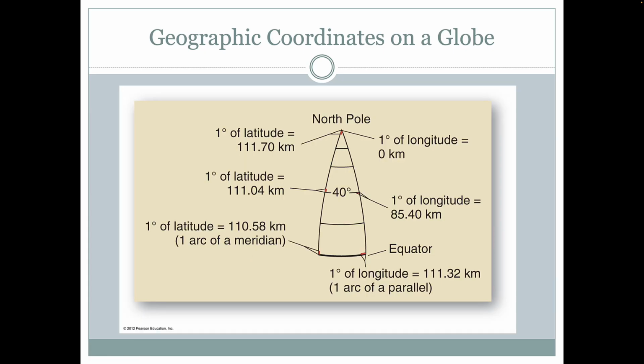One thing to note about lines of longitude is they all converge at the North Pole. They all converge at the South Pole. So even though these lines of longitude are 1 degree apart, if we measured how long the line of latitude was between these lines of longitude, here it would be 111.32 kilometers. At 40 degrees north, it would be down to 85.4 kilometers. And right at the North Pole, those two lines of longitude touch each other, they cross each other, so there would be no distance of latitude right at the North Pole.